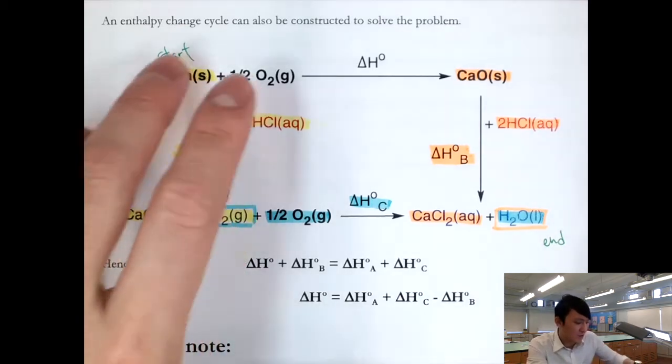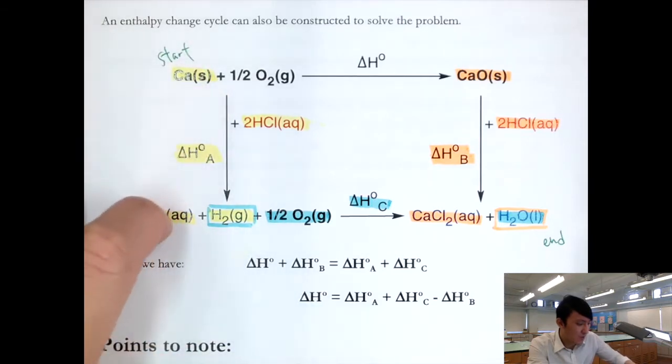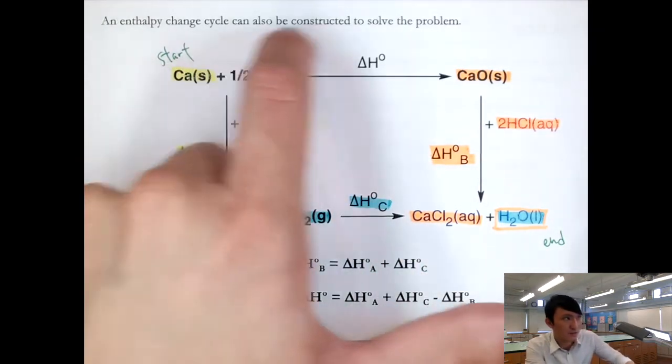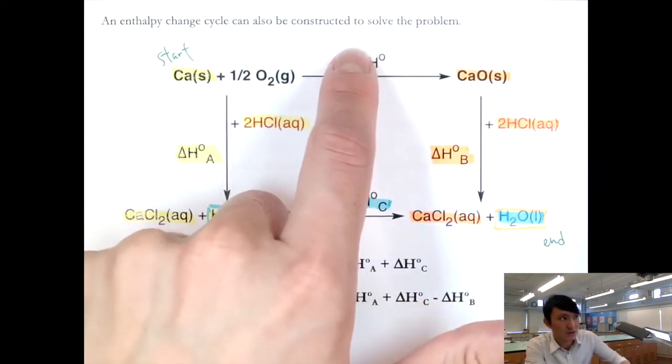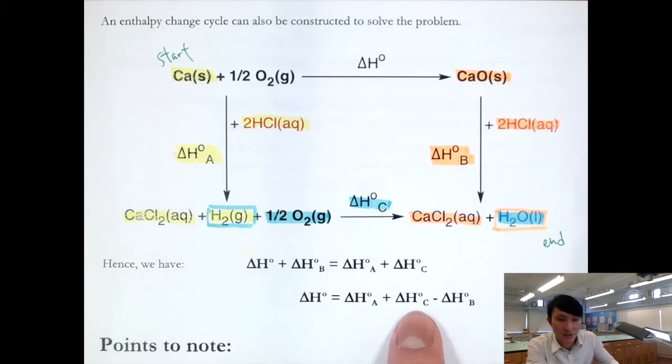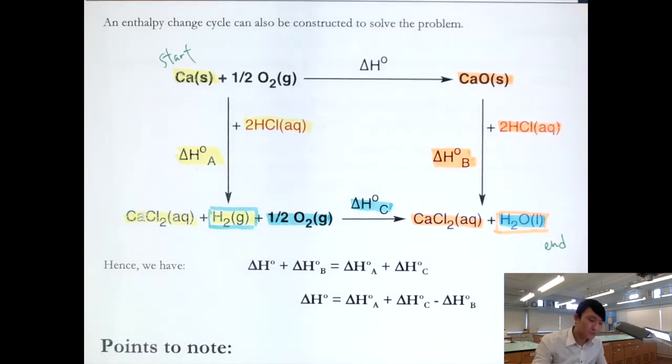Okay, now, if you go for this one, it's A plus C. If you go for this path, then it will be delta H naught plus B. Rearranging the terms, then we have the same as before. Okay, so this is how it works.